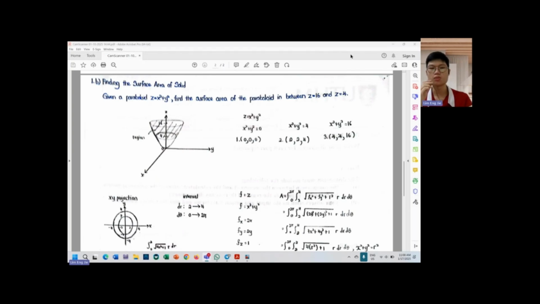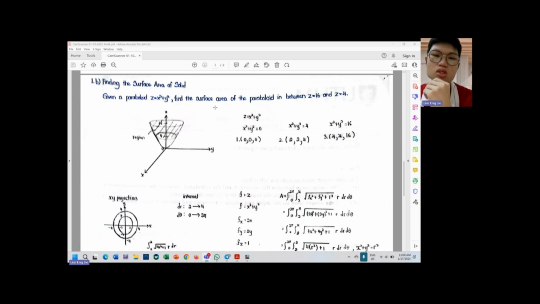Today I am going to present the method calculations and the simulation using MATLAB to solve the multivariable calculus project. Question 1b, finding the surface area of the solid. The question gives a paraboloid equation z equals x squared plus y squared, and it wants us to find the surface area of the paraboloid between z equals 16 and z equals 4.